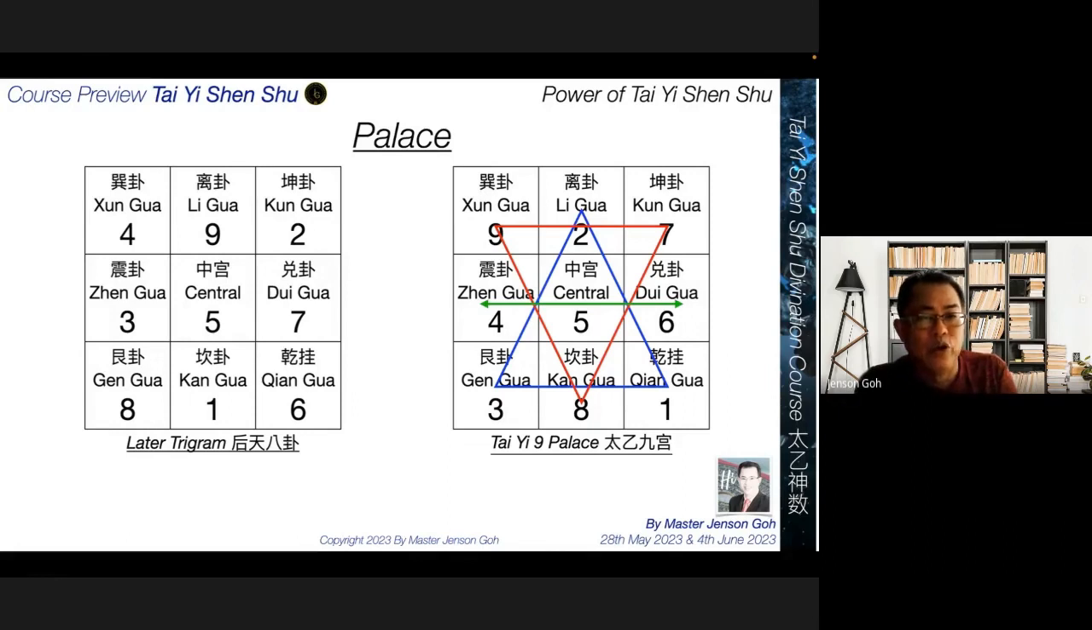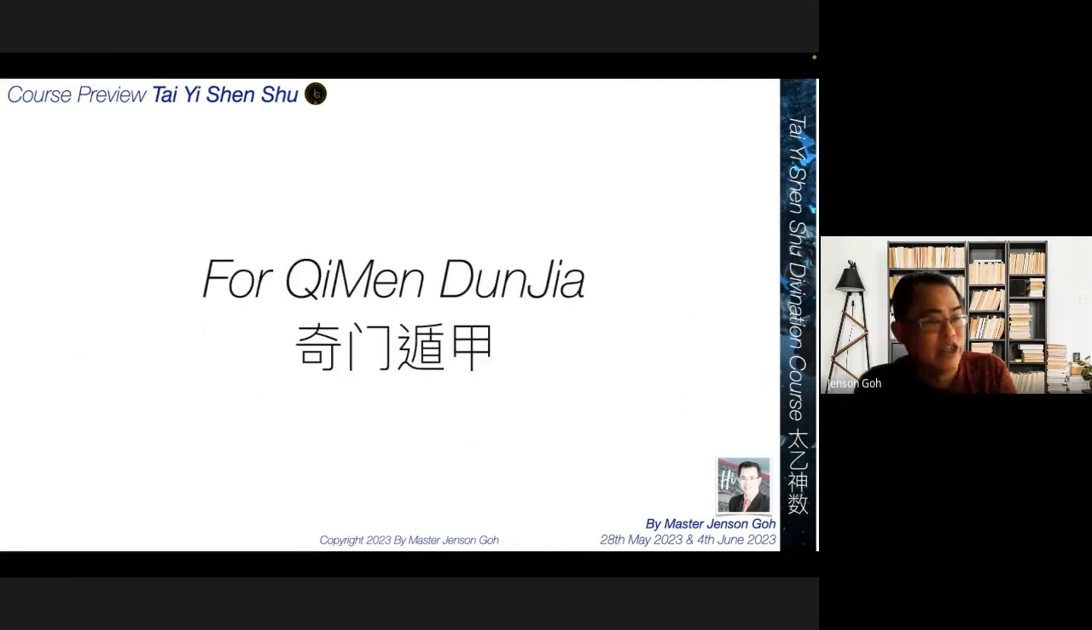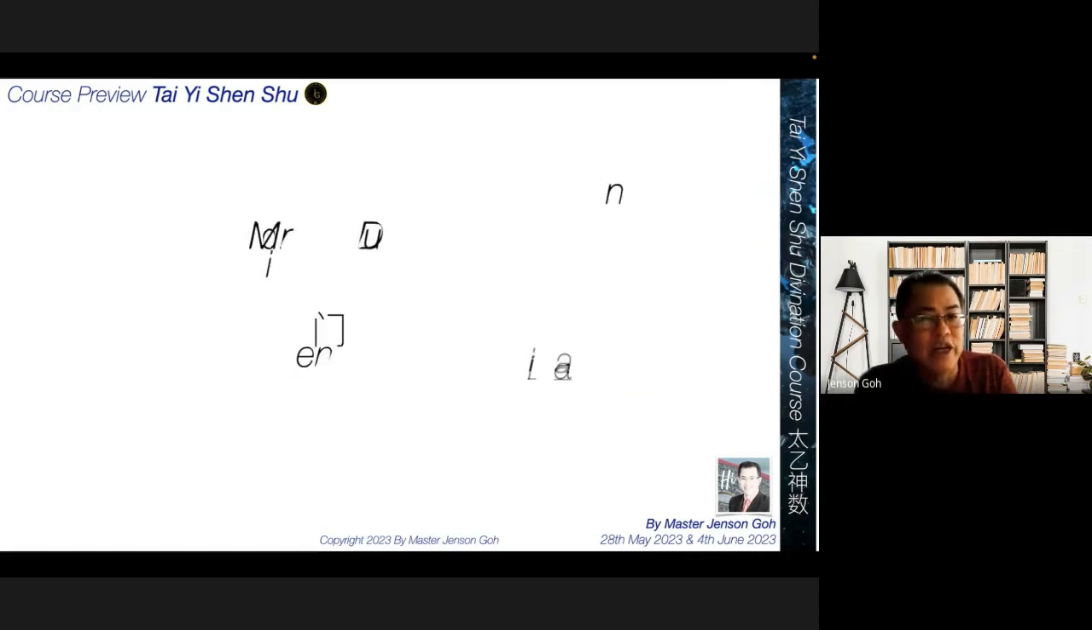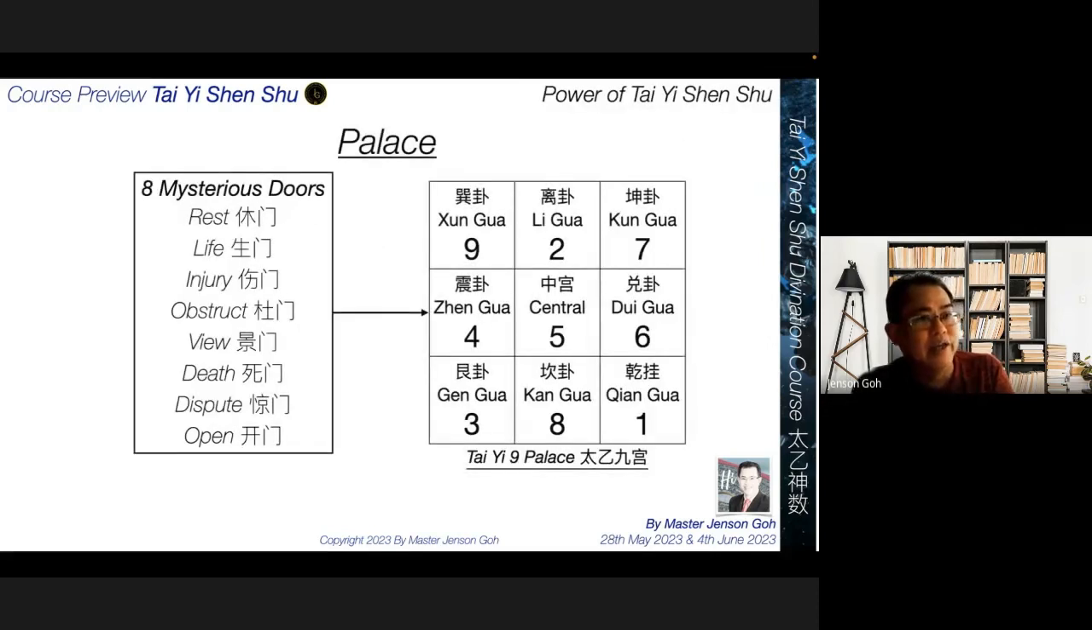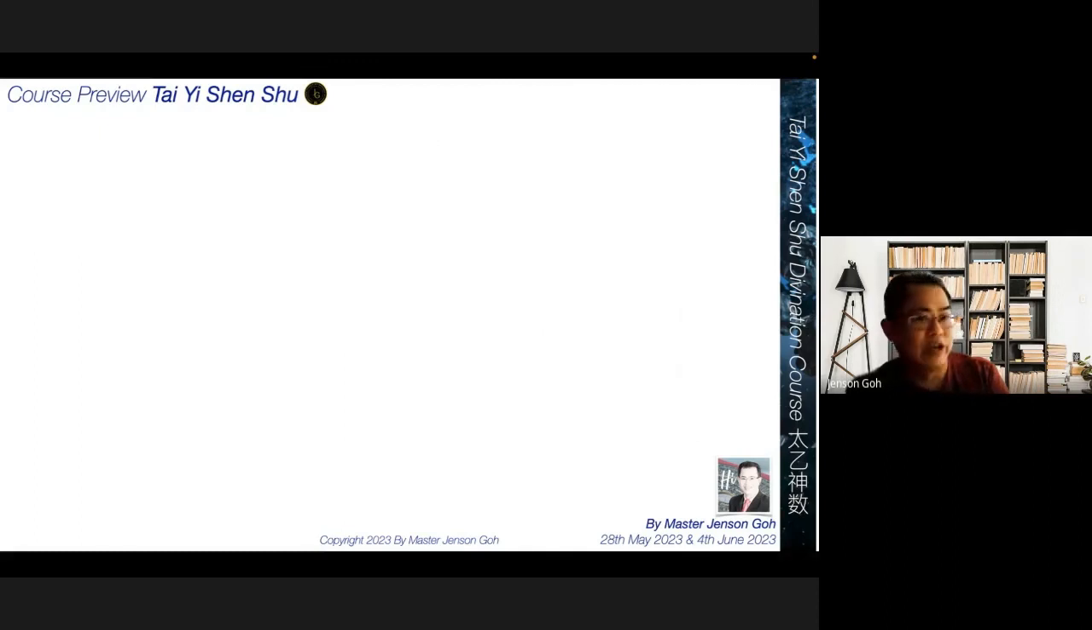So for those who are doing the Qi Men Dun Jia, eventually one of the topics will be to bring in the 8 doors. You know, Qi Men has the 8 doors, right? This is to integrate with the Tai Yi 9 palace, so how you start to flow, which door is auspicious. Of course, the auspicious ones will be the open door, the rest door, and the life door. But how are you going to calculate the movement, whether they are going to move clockwise or anti-clockwise? This depends on time.